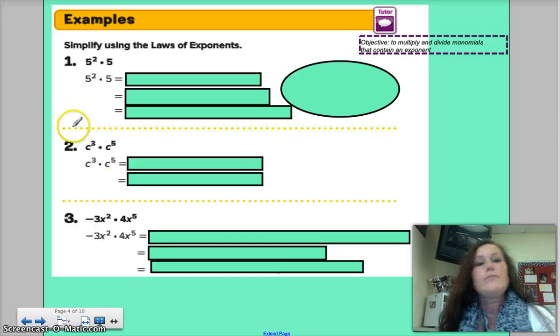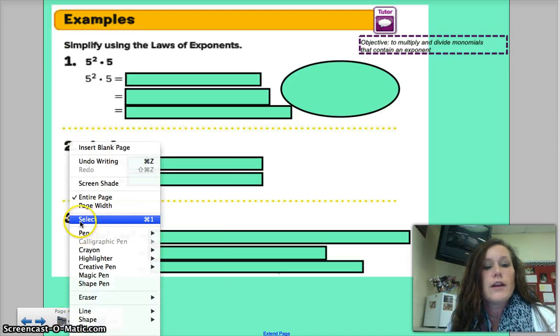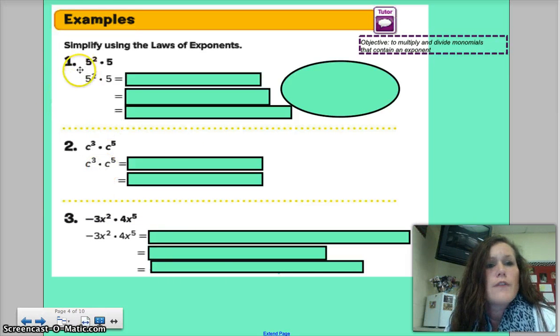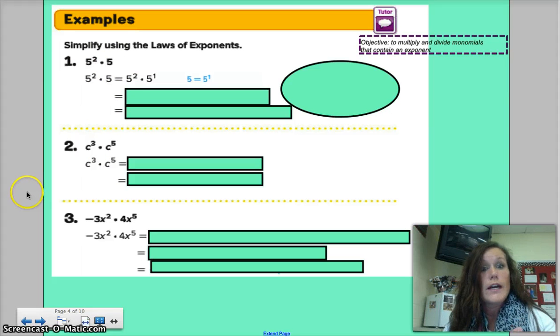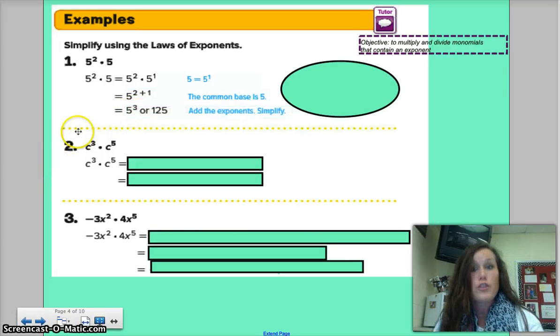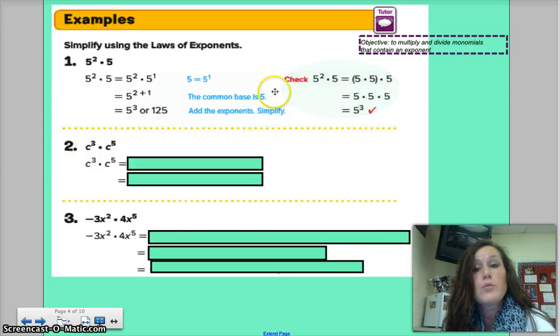Let's look. All right, simplify using law of exponents. My pen and stuff disappeared on the side, so I don't have to go back and forth. All right, 5 squared times 5. The common base there is 5. Again, 5 with no exponent is 5 to the first power. So you add the exponents. 2 plus 1 gives me 5 to the third power. If you want to check your work, you can always work backwards or work it out and see if you get the same thing. They've done so here.